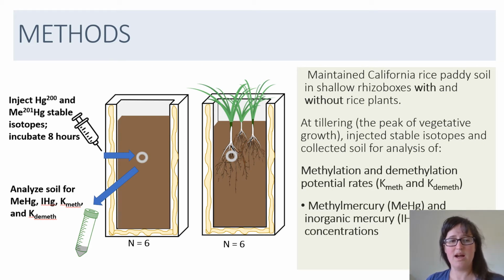We also analyzed the same patches of soil, the same plugs of soil, for the methylmercury concentrations and inorganic mercury concentrations. And those are the amounts of methylmercury and inorganic mercury that were present in the system aside from the tracers. These are the background levels of methylmercury and inorganic mercury.